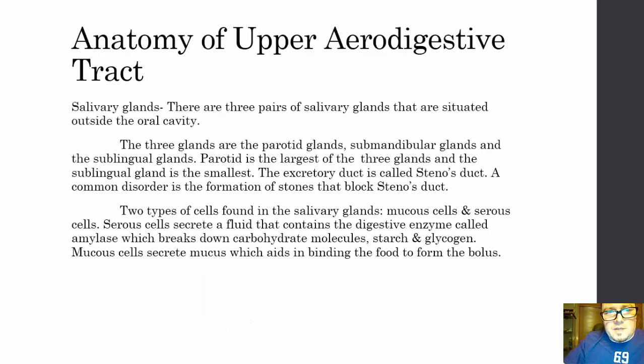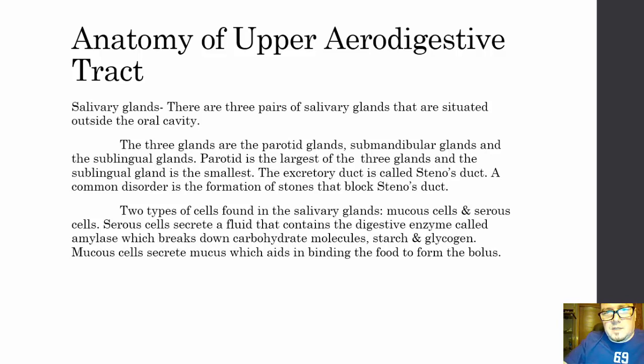The upper digestive tract has some salivary glands, and there are 3 pairs in there. The parotid glands are the bigger ones, and there's an excretory duct called Stensen's duct in there. If that duct gets blocked, we need to take that gland out because it's just not going to function, and it's just going to be problematic.